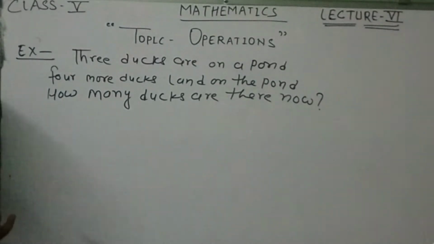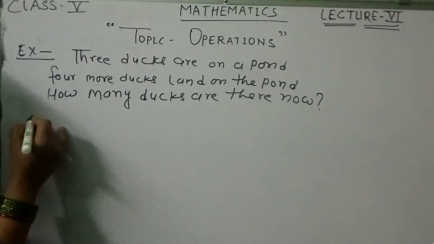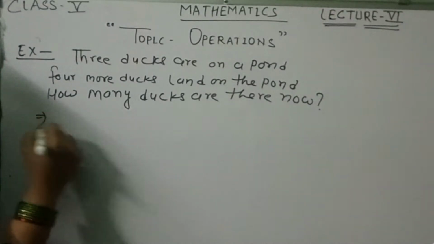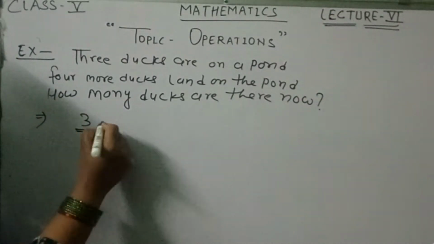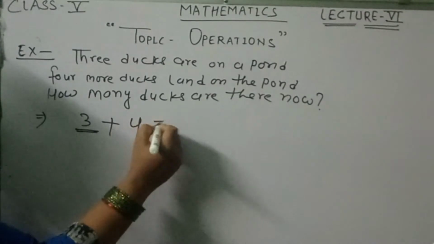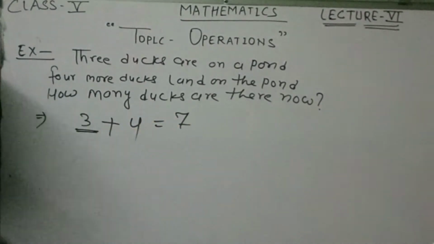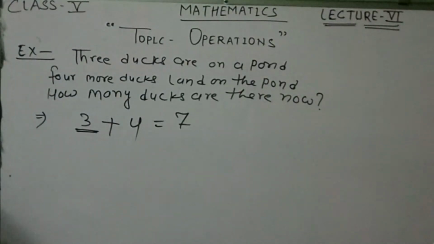So what do we have to calculate? We have to find the total ducks. Three are already there and four more are there. Then how many in total are there? Seven ducks are there.